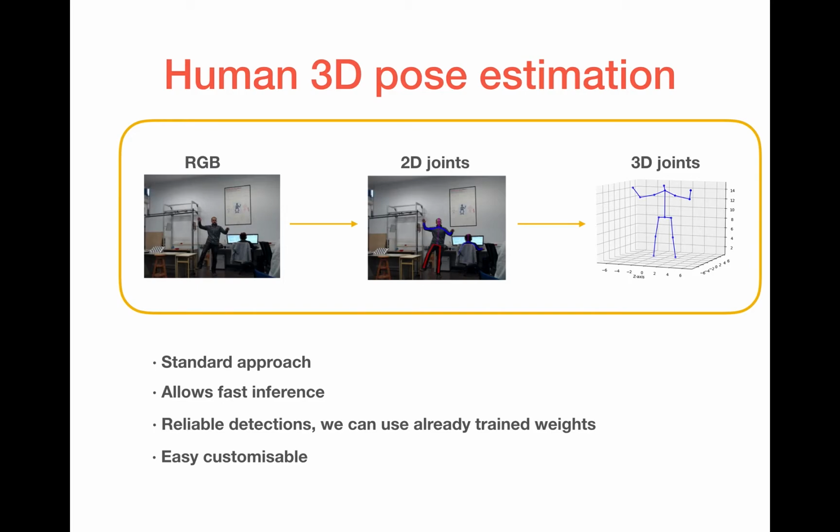How do we do this pose estimation? With the RGB image, first we estimate the 2D joint positions, and then when we get these 2D joint positions, we have another network that estimates the 3D joint positions.